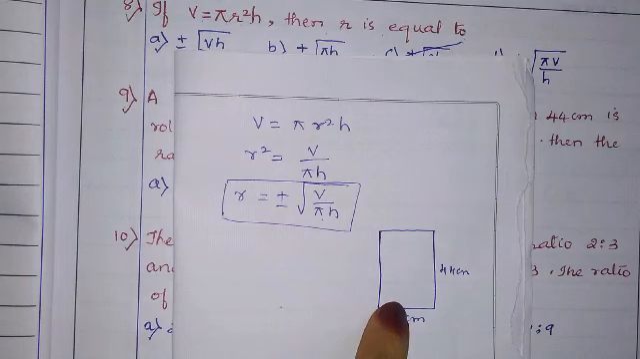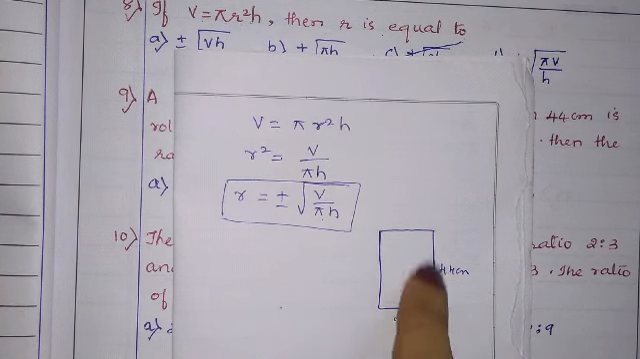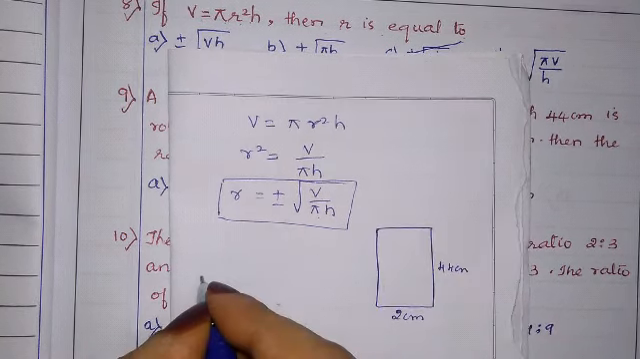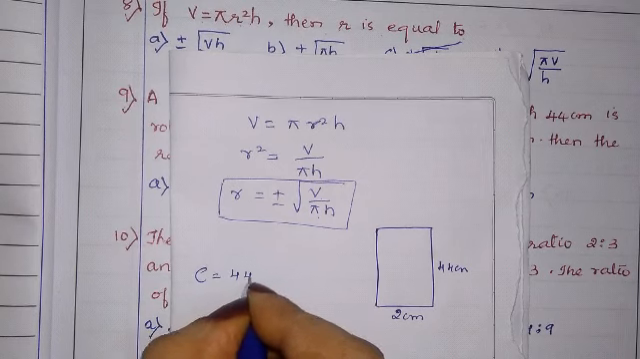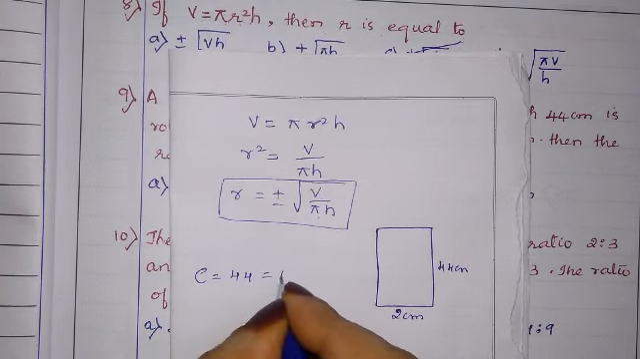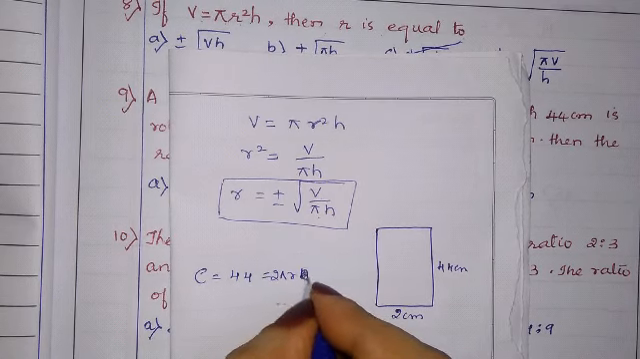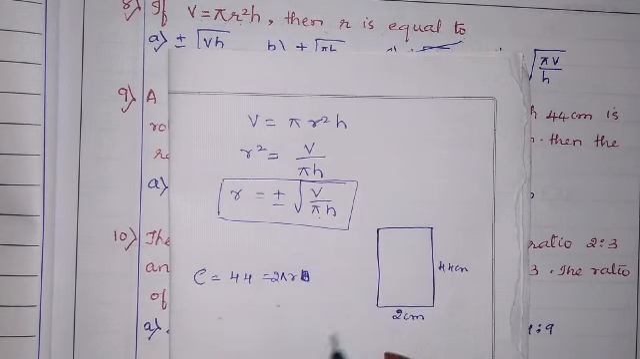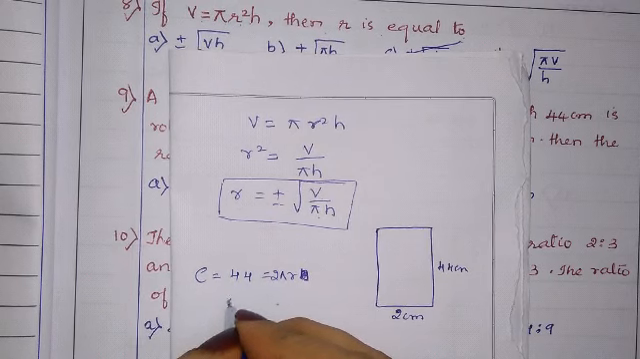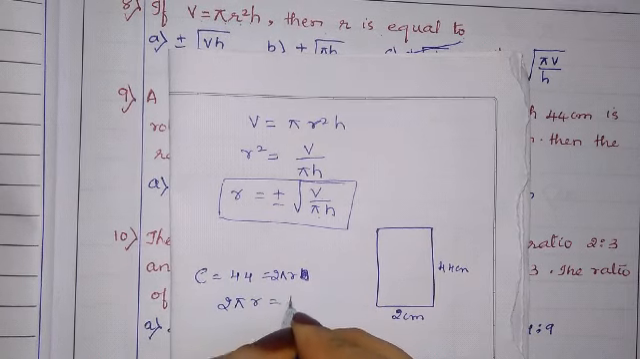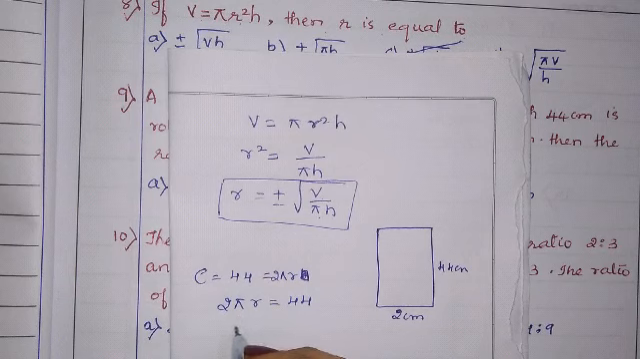The height of the cylinder will be 2, and here this 44 will become the circumference. So C is 44, that is, the circumference is nothing but 2 pi r h. Okay, 2 pi r. Now, what radius are they asking us to find? So 2 pi r is equal to 44.